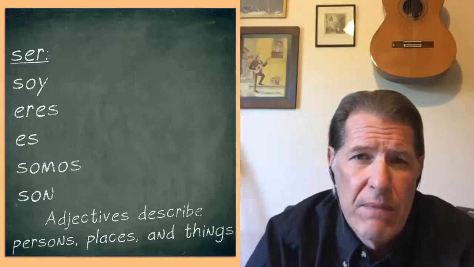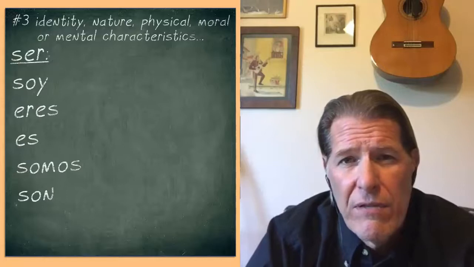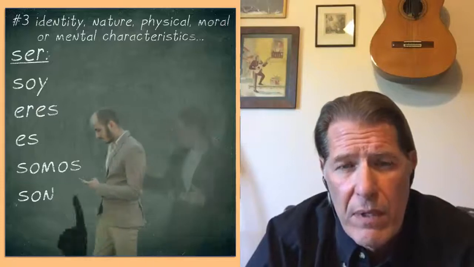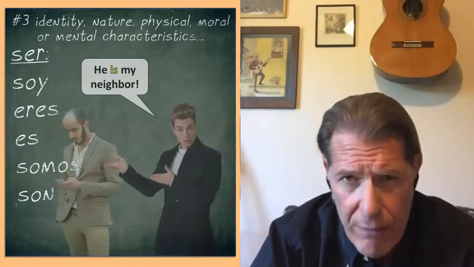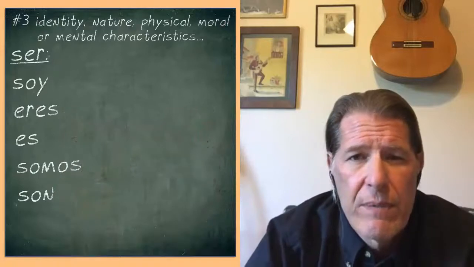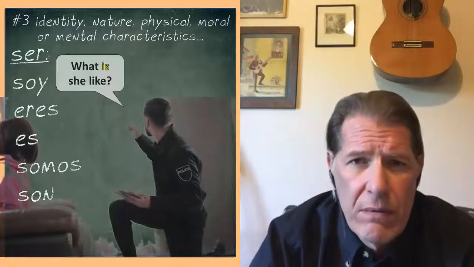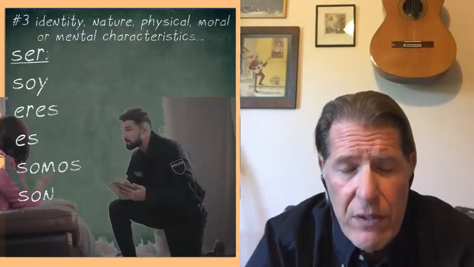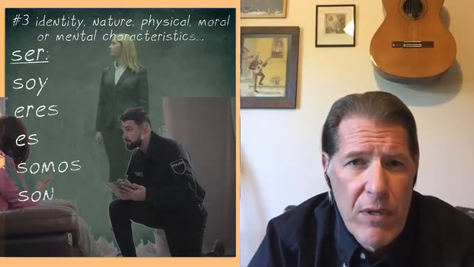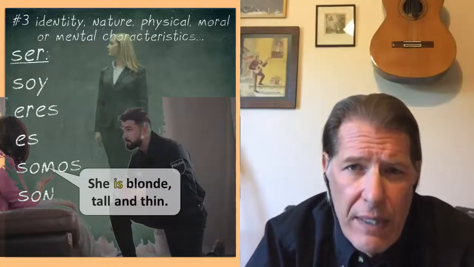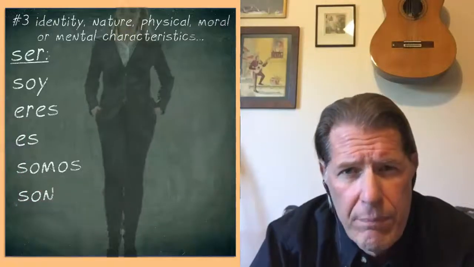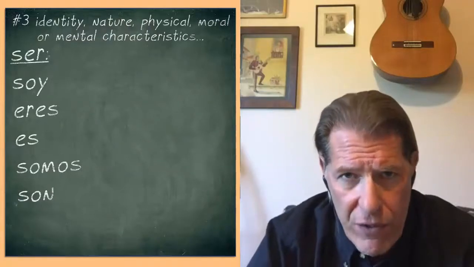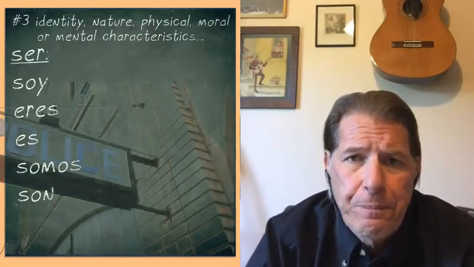Number three, in contrast to conditions or states, ser will be used with adjectives or adjectival phrases that denote identity, nature, physical, moral, or mental characteristics. For example, ¿Quién es? Es mi vecino. Okay, it's back to identity with who this person is. ¿Cómo es? And maybe we're talking about la sospechosa. We're looking for a physical description so we can find this female suspect. And the response is rubia, alta y delgada. Okay, these are permanent characteristics, more or less, that she has to identify her physical being.